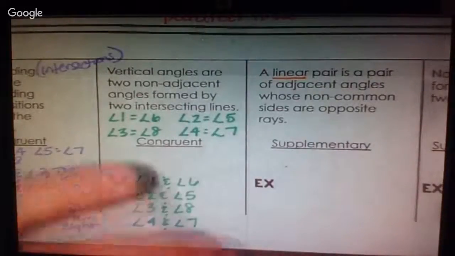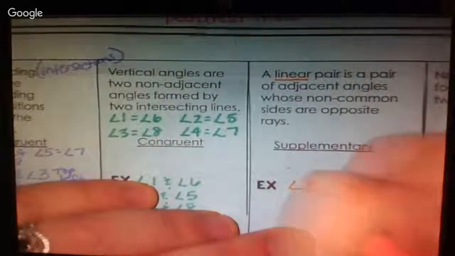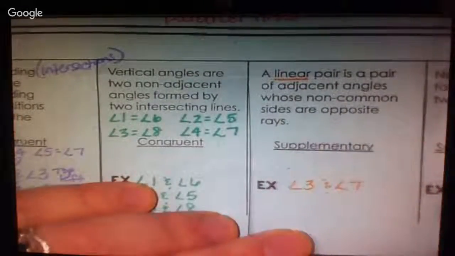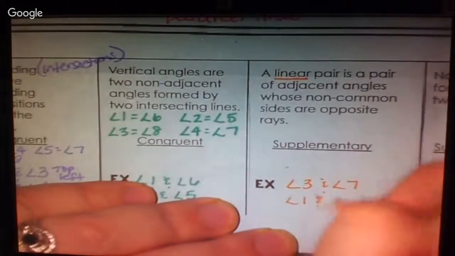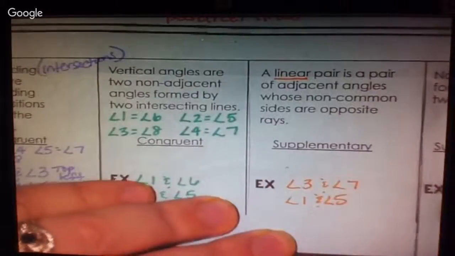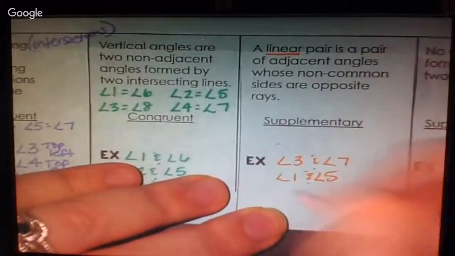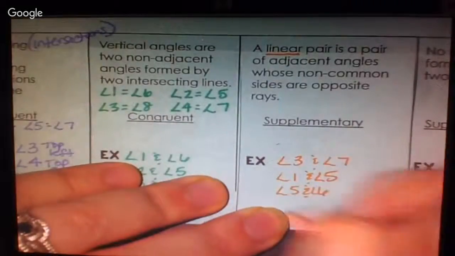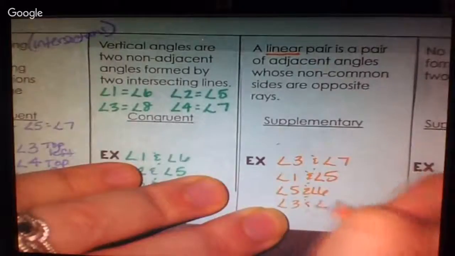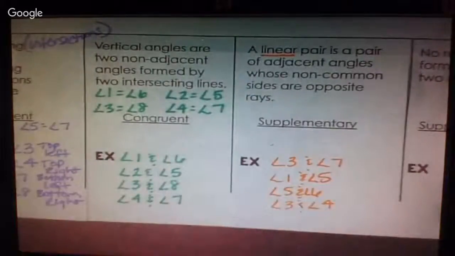Any of them. 3 and 7 is a linear pair. Angle 3 and angle 7. They're side by side and form a line. 1 and 5. What else can we do? 5 and 6. 3 and 4. Okay, I'm going to stop there because we've got 1, 2, 3, 4. Wait, 1, 2, 3, 4. There's 8 of them total. Okay, as long as they are side by side and they make a line, they are.